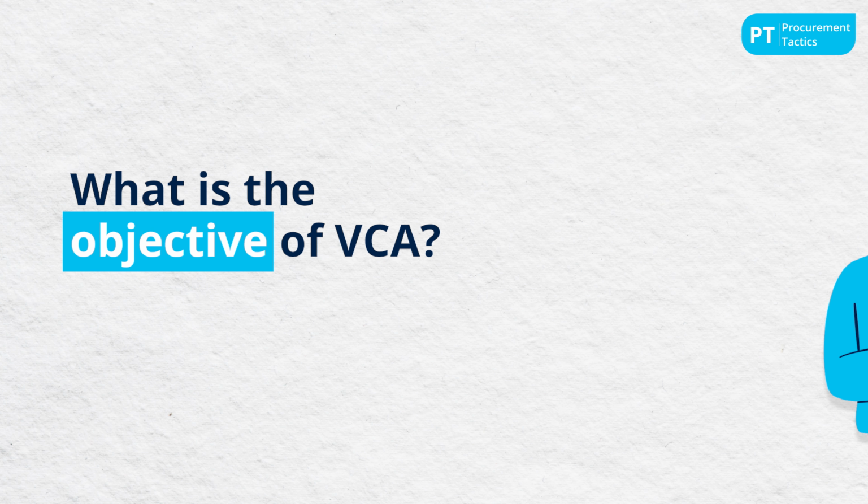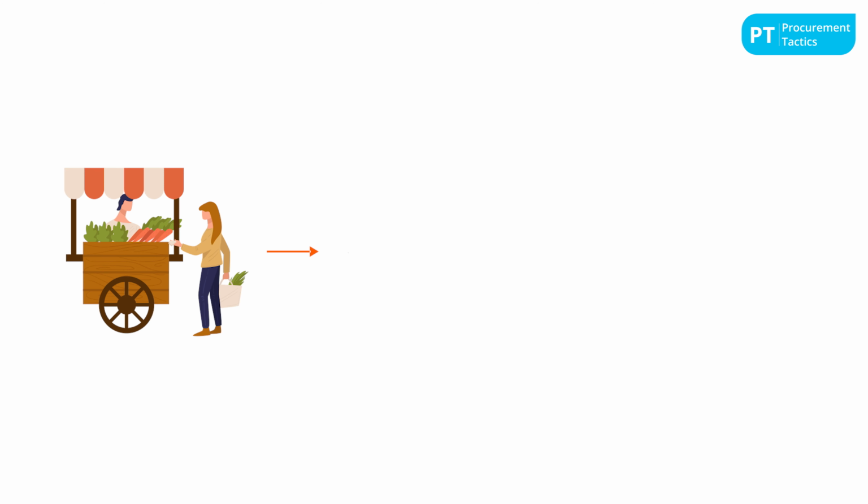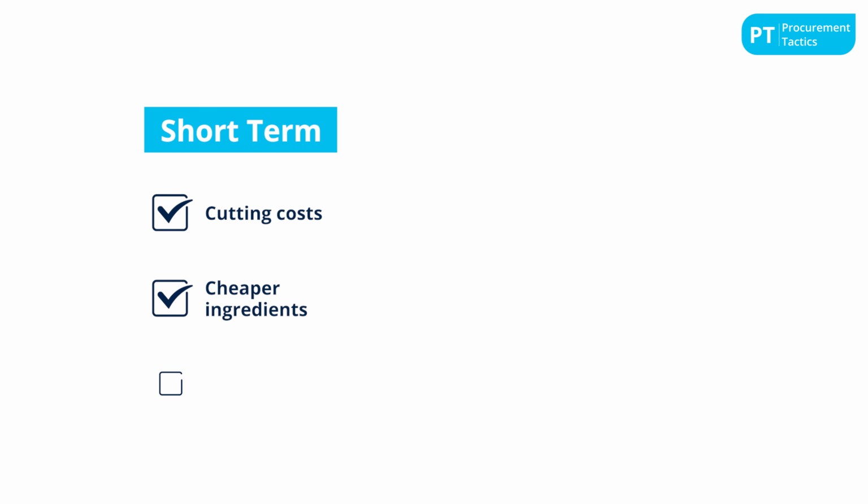But what is the objective of VCA? Imagine you're looking at how a restaurant works, from buying ingredients to serving meals. VCA is like figuring out every step in this process to make the restaurant better and save money. For example, in the short term, it's about finding ways to cut costs without making the food worse. Why is the food priced like this? Maybe the restaurant can find cheaper ingredients with the same quality, or things that will make the kitchen more efficient.